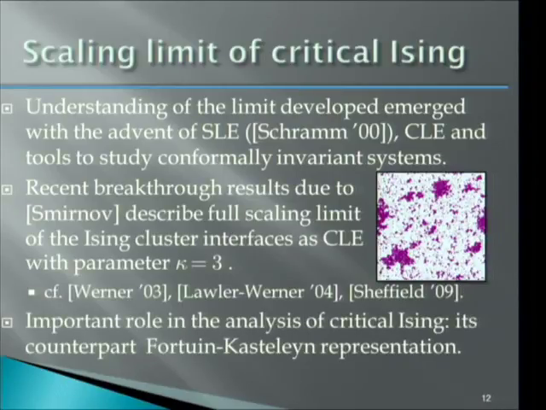One of the important roles in the analysis of critical Ising: compared to percolation, where such results are sometimes only known for specific lattices, such as triangular lattices, here we have these results for any lattice. The reason is that the proof goes through the counterpart of the Ising model, the so-called random cluster model by Fortuin-Kasteleyn, the FK model representation.